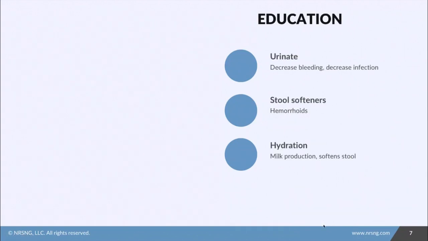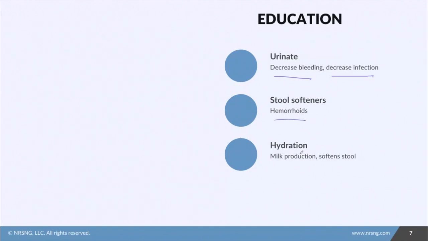So even some more education pieces. So urination. We need to ensure to educate the patient to attempt to urinate every couple of hours. And that's because we don't want that bladder to get too filled up. And this will help decrease bleeding and also decrease infection because we don't want retained urine in there. Stool softeners can be suggested for hemorrhoids.